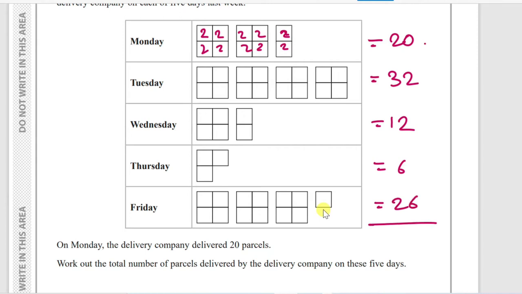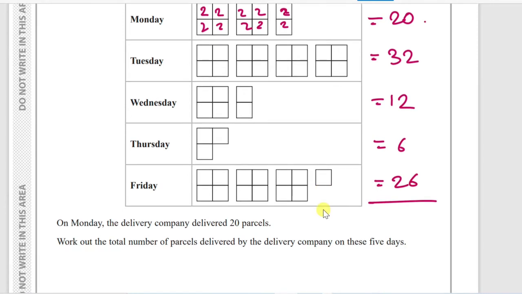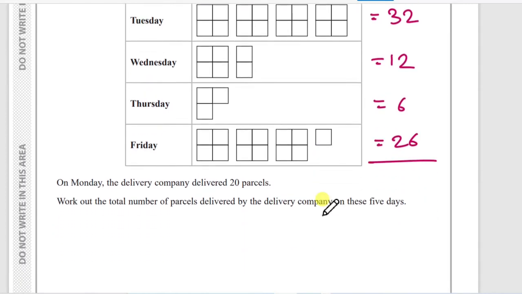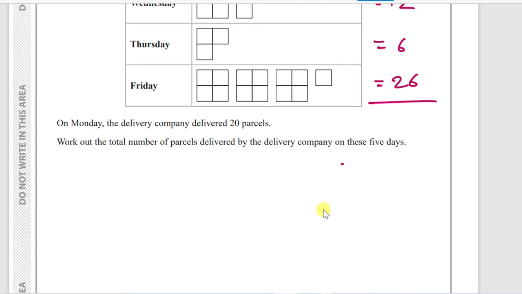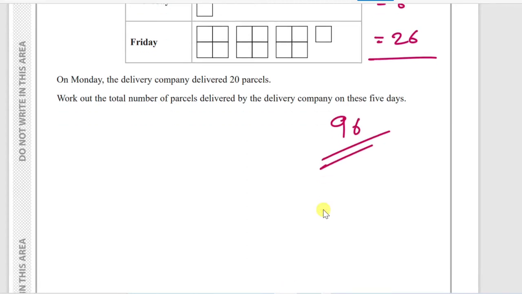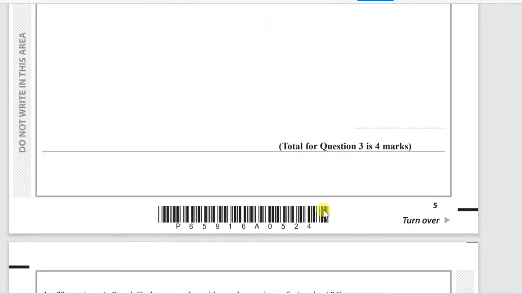Now all you got to do is just add these lot up here. So when you add them all up, you should get, and I hope this is right, 96. So the total number of parcels was 96. Okay, and yeah, that's it. And I guess writing a dotted line helps.